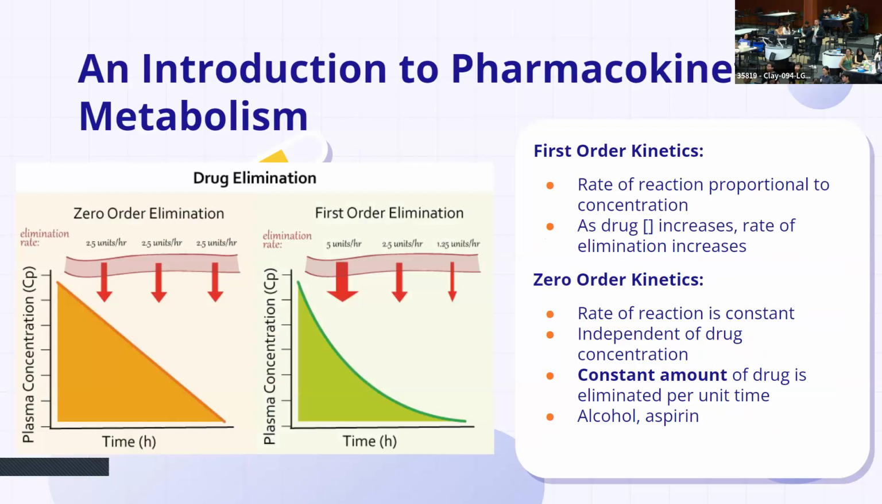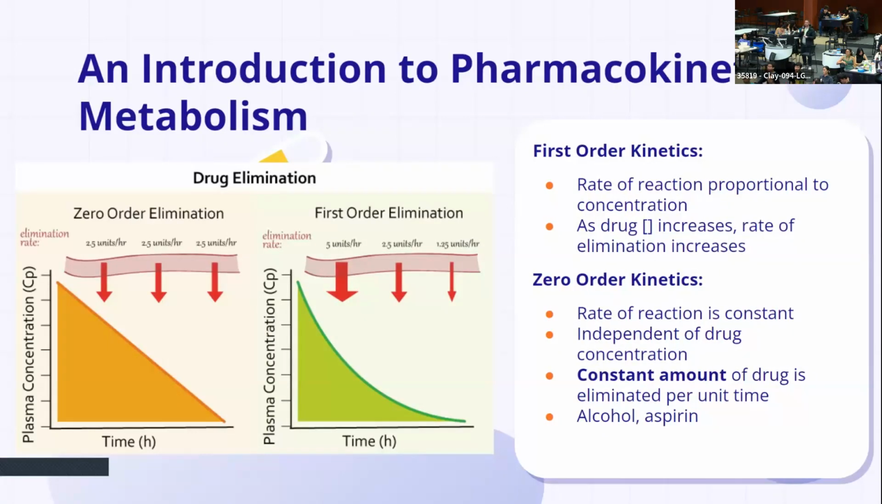Okay, so we've got our two types of kinetics you would have learnt about in terms of metabolism. We've got our zero order, and then we've got our first order. Our zero order kinetics, the image on the left-hand side, has a constant rate of excretion. You can see there that you've got the artery or the vein, and it's being excreted at a rate of 2.5 units per hour. So zero order is things like alcohol and aspirin, and it's being released at just a constant rate.